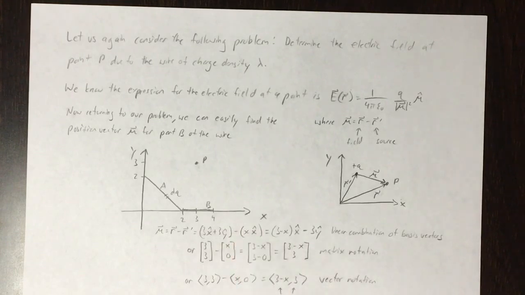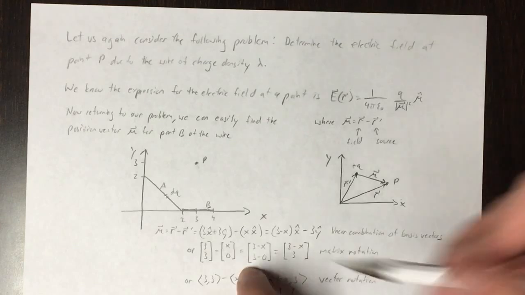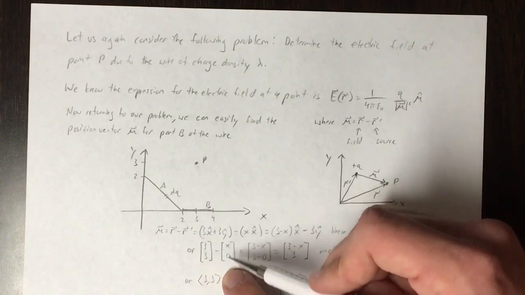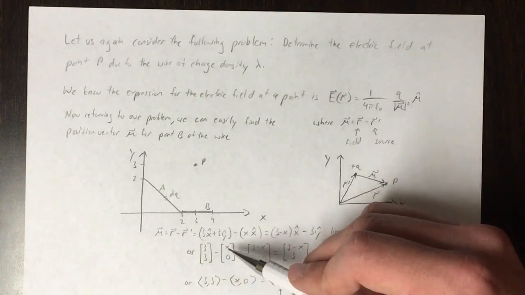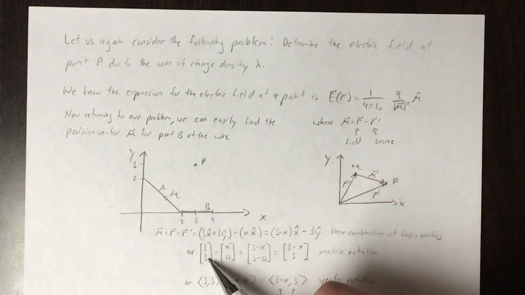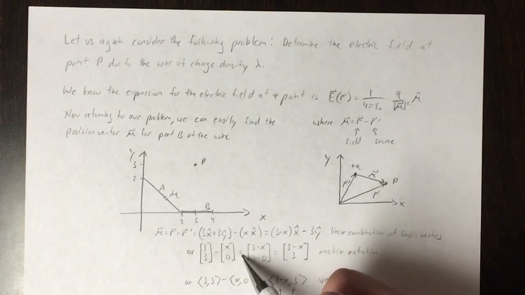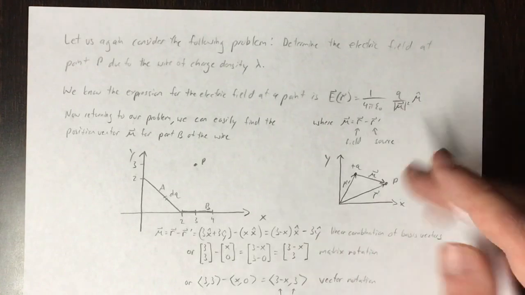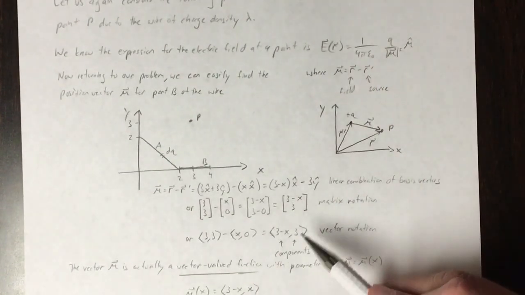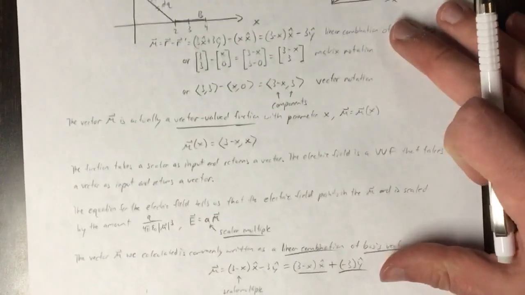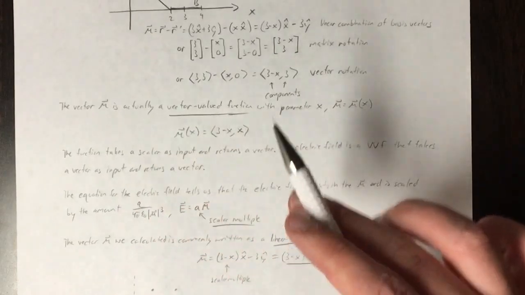Okay? Now we can also write this down in matrix notation, which we'll use later. That's good to know. So these column matrices here are called column vectors. Vectors are matrices that have one column, and the rows correspond to components. So here we have the R vector minus the R prime vector, and we subtract by row, and we get this final column vector here that describes our script R. And we can also write it down in vector notation here, which is the components separated by commas within these angle brackets. Okay. So the vector script R is actually a vector-valued function.